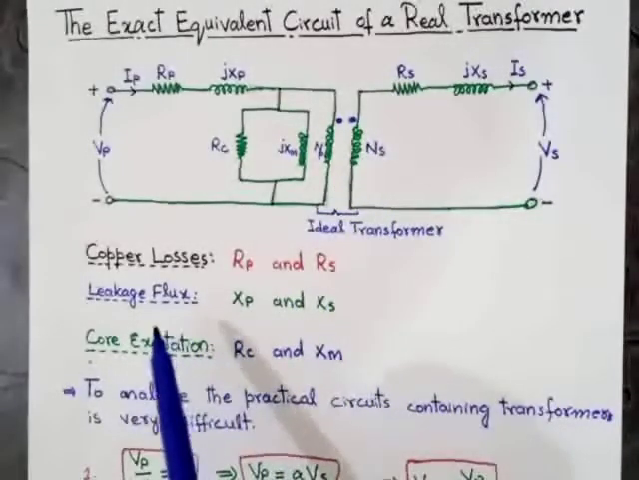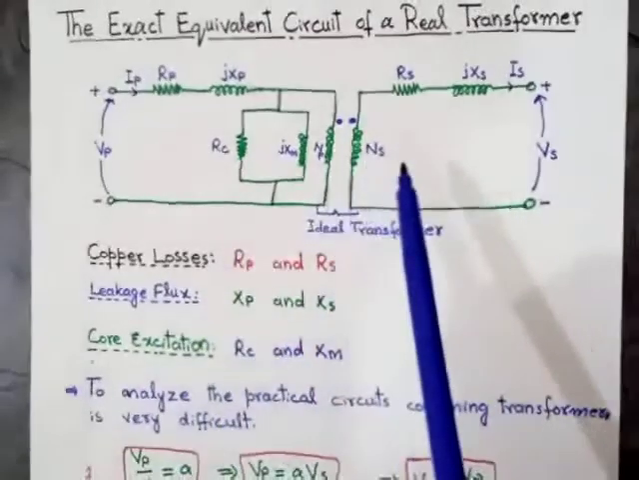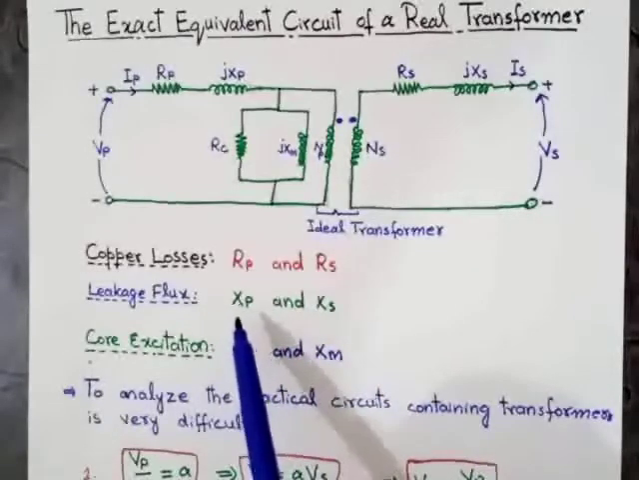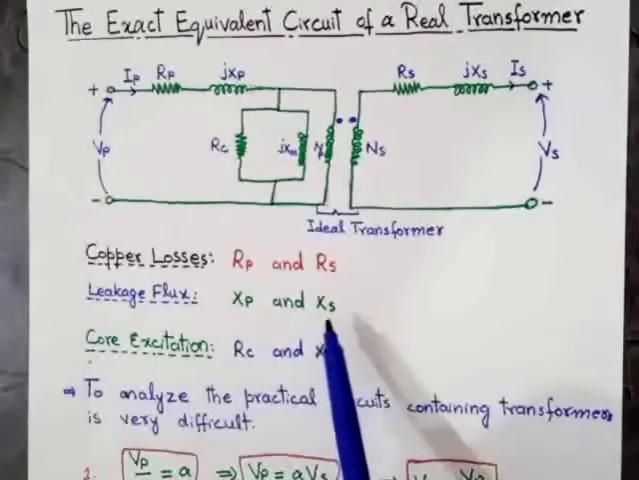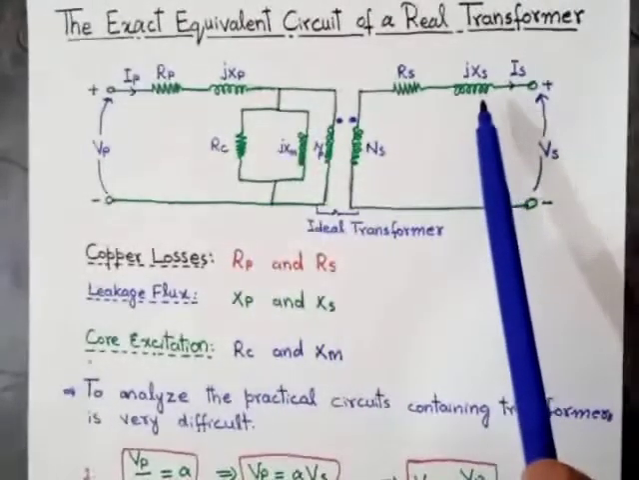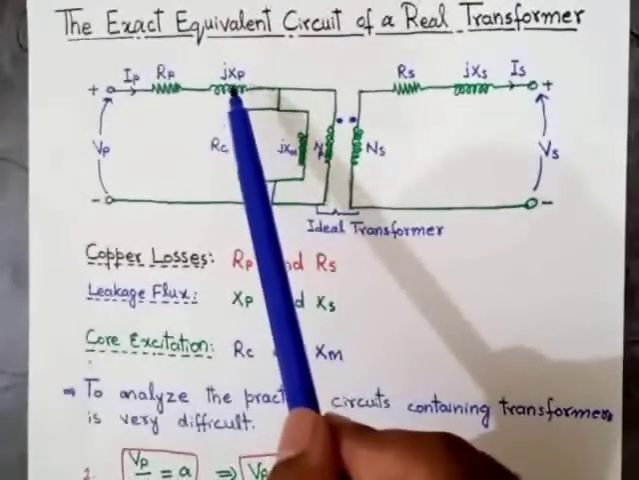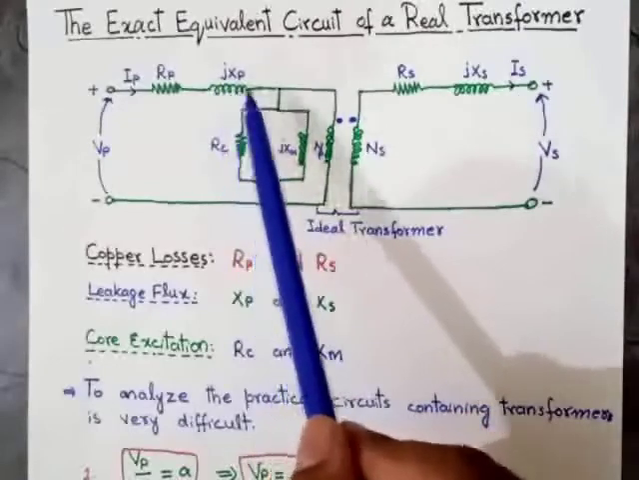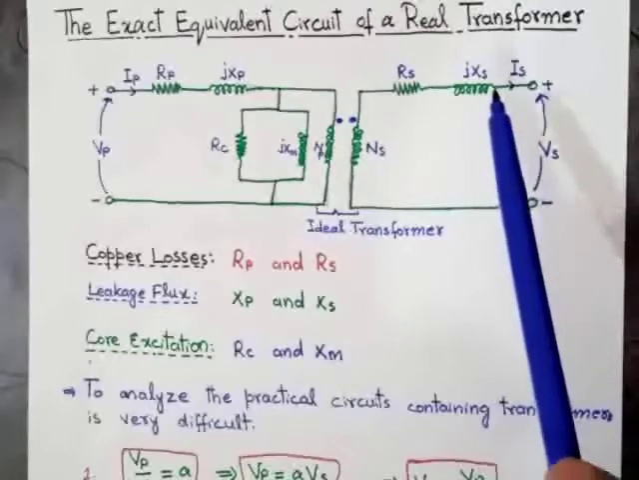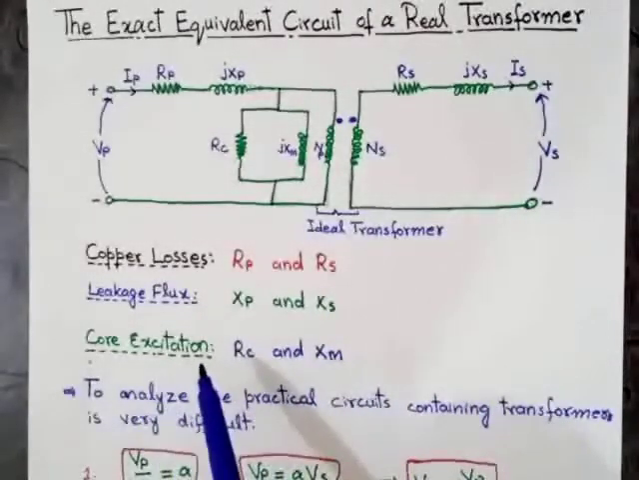And we have already discussed that we will present the leakage flux in the equivalent circuit in the form of reactance, that is, the primary reactance XP and the secondary reactance XS. So this is the primary reactance and this is the secondary reactance. This reactance is due to leakage flux of the primary winding, and this reactance is due to leakage flux in the secondary winding.